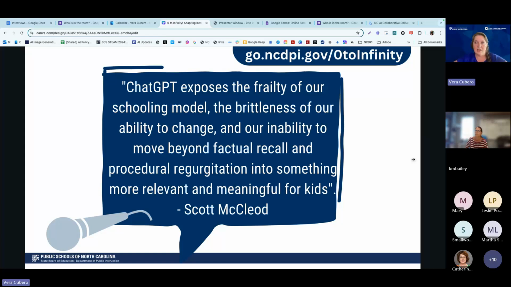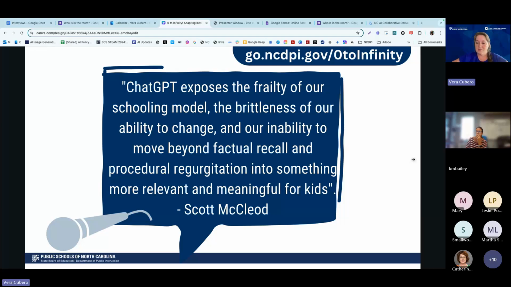McCloud, an individual I got to meet at ISTE. I'd never met him before. He's done a lot of work around AI and cheating and academic integrity as well. But he points out that ChatGPT really has exposed the frailty of our schooling model and the brittleness of our ability to change and our inability to move beyond factual recall and procedural regurgitation into something that's more relevant and meaningful for our kids.